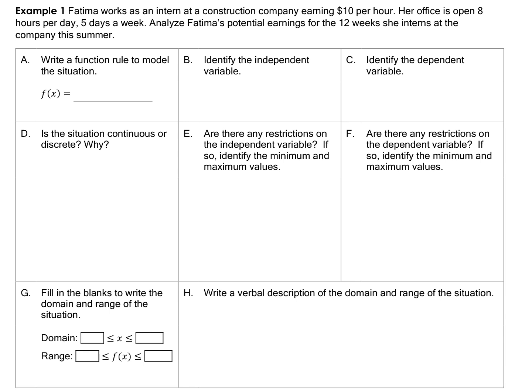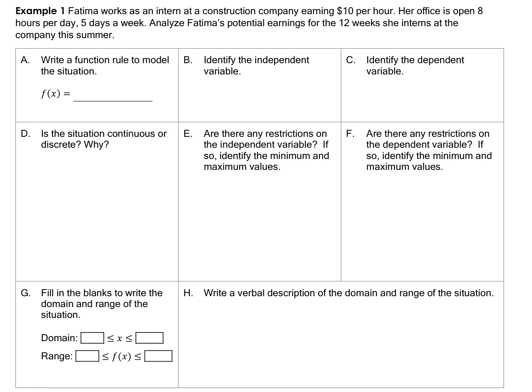In example 1, Fatima works as an intern at a construction company, earning $10 per hour. Her office is open 8 hours per day, 5 days a week. Analyze Fatima's earnings for the 12 weeks she interns at the company this summer.